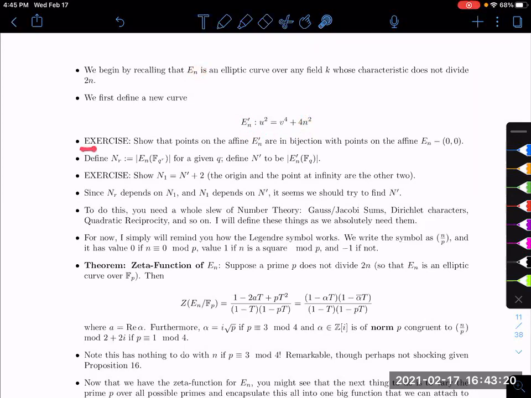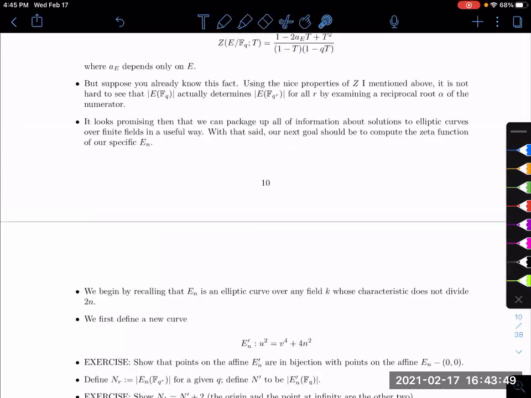What you can do as an exercise, you can show that the points on the affine version of this, meaning don't projectivize it, just view it as an affine equation, are in bijection with the points on the affine version of E_n. In other words, E_n minus, oh, I'm sorry, the affine E_n minus the origin, though. You got to get rid of the origin as well. Okay. And so what you do once you realize that is you define a new quantity.